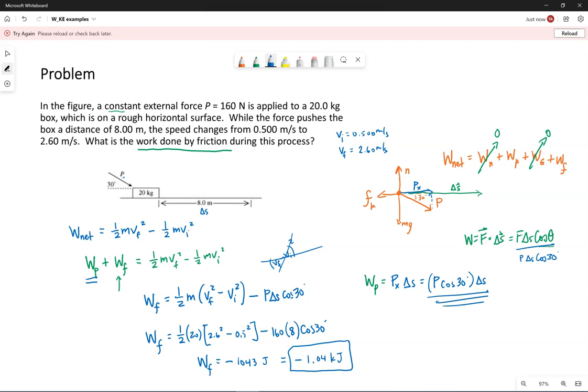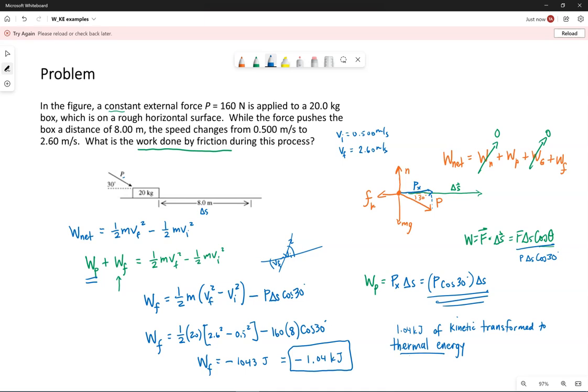We say that friction is creating and turning some of the system's energy into thermal energy. We could say there is 1.04 kilojoules of thermal energy created or transformed. So I guess the best way to say it, 1.04 kilojoules of kinetic energy transformed to thermal energy of the system.